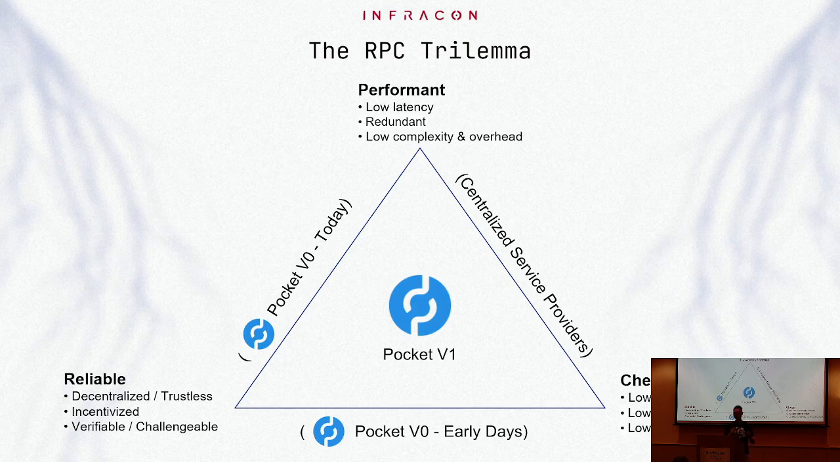Now, performant, obviously we want to be as fast as possible. You want your latency to be as small as possible. And of course, we want it to be cheap. When we say cheap, it has to be cheap for developers to use, cheap for node owners to run, and we also want it to be cheap for the network, so we don't overload the network with too much congestion. So the RPC trilemma is why we're all here today.